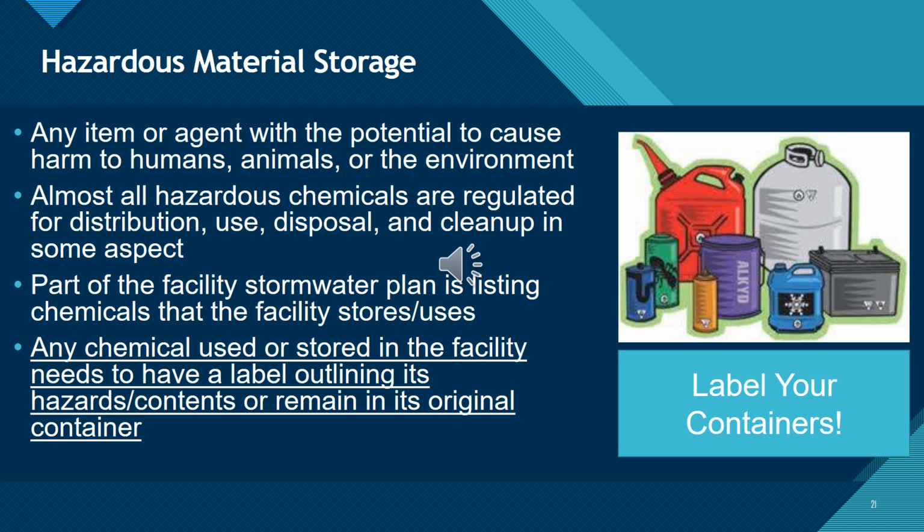Hazardous material storage. Any item or agent with the potential to cause harm to humans, animals, or the environment. Almost all hazardous chemicals are regulated for distribution, use, disposal, and cleanup in some aspect. Part of the facility stormwater plan is listing chemicals that the facility stores/uses. Any chemical used or stored in the facility needs to have a label outlining its hazard/contents or remain in its original container. Label your containers.